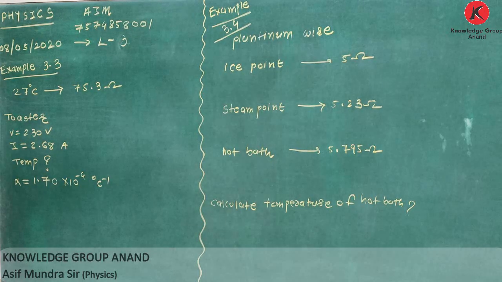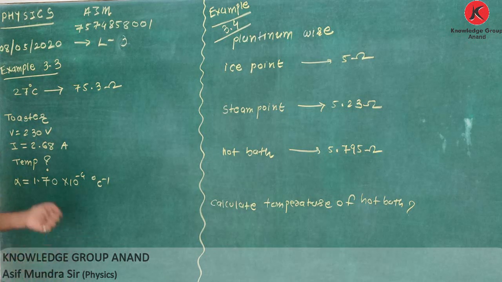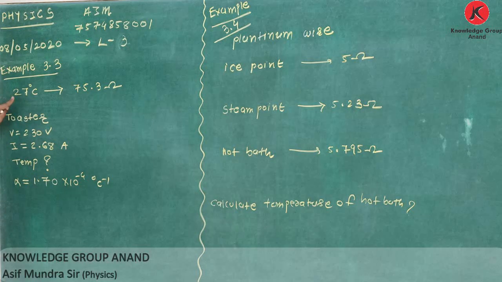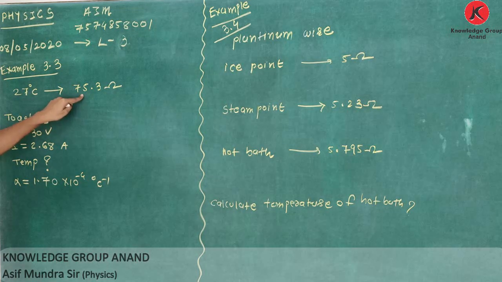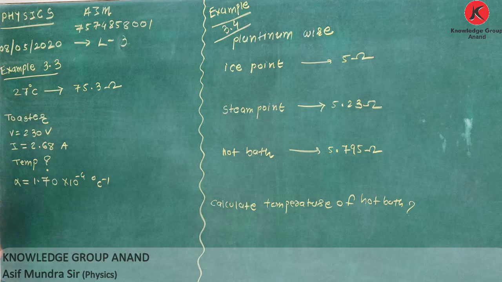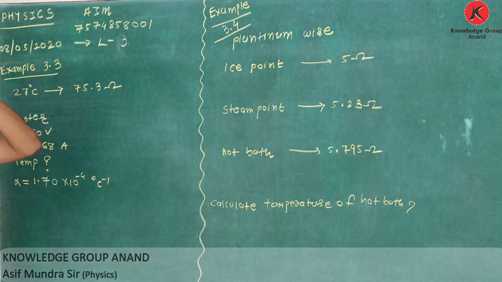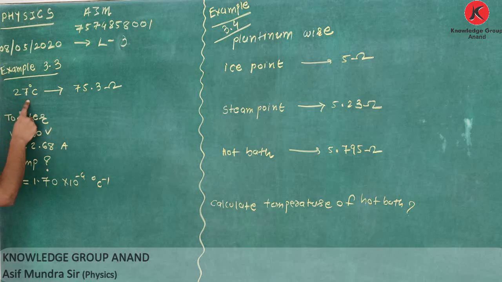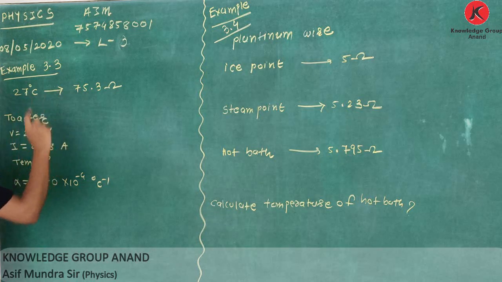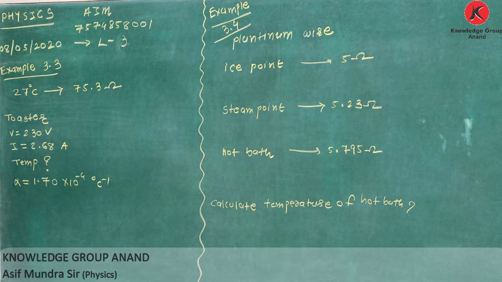Example 3.3. See, what is given? One electric toaster at room temperature, 27 degrees Celsius. The resistance of the coil of the toaster is 75.3 ohm. You are given one electric toaster at room temperature, that is 27 degrees Celsius. Its resistance is 75.3 ohm.